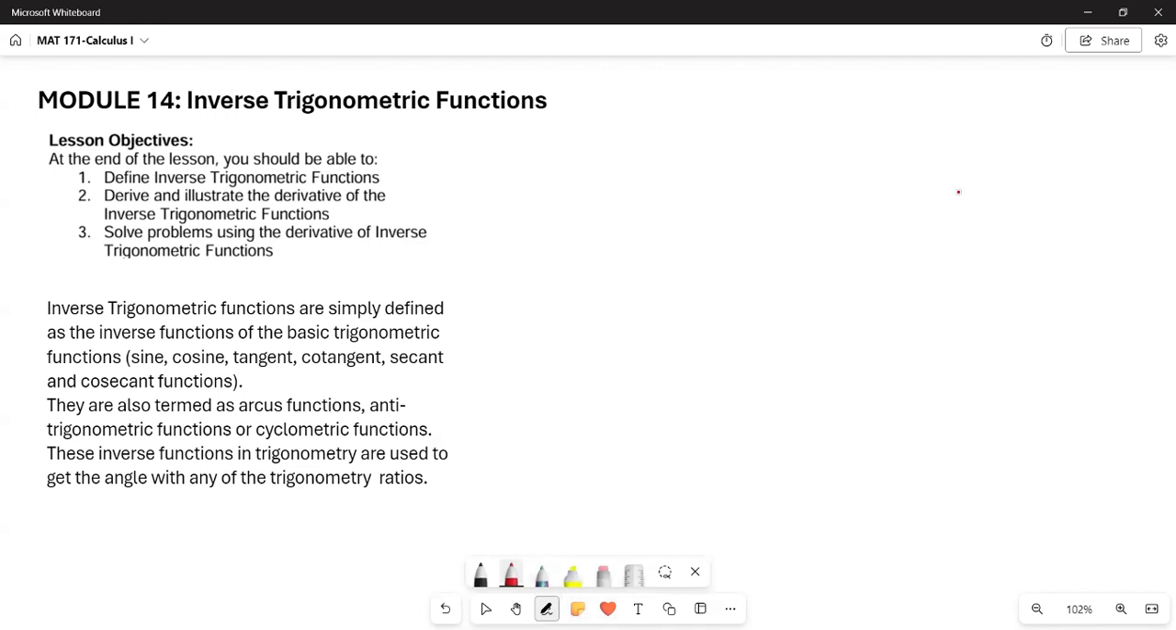These inverse functions in trigonometry are used to get the angle with any of the trigonometry ratios. So dito sa subject natin, na-encounter natin si inverse trigo function pag nagko-compute tayo ng angle, particularly sa triangle. Okay? So, particularly sa right triangle. Hindi lang siya basta triangle, right triangle. So, may mga ibang tawag sa inverse trigo function, the arc functions, anti-trigonometric functions, and cyclometric functions.